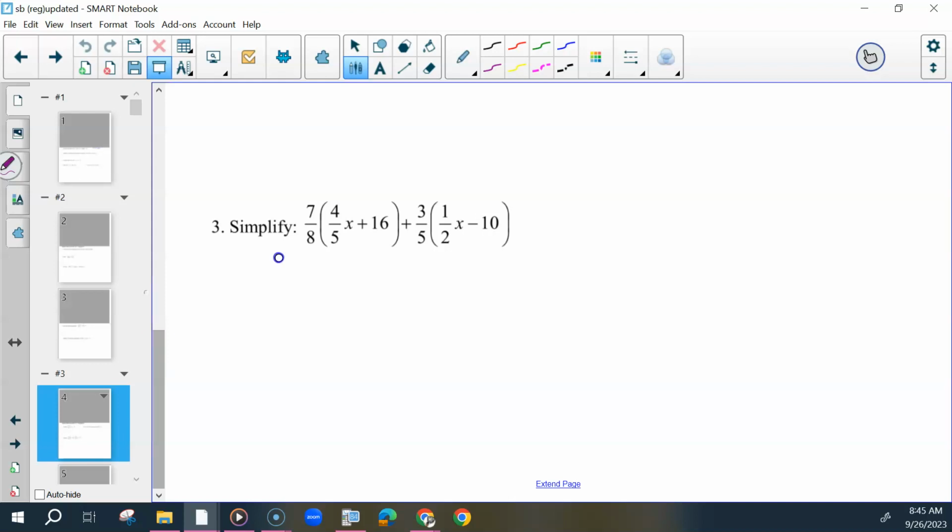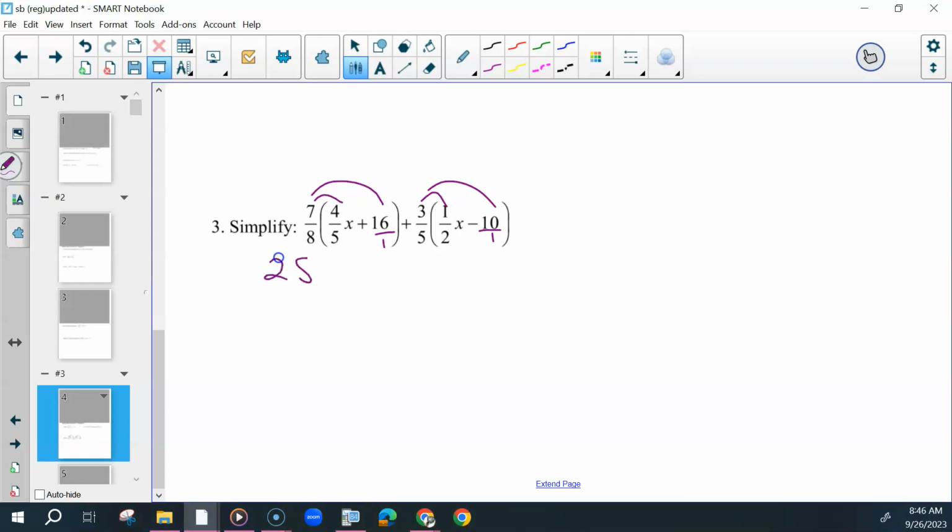All right, number 3. You should have multiplied this fraction to everything on the inside, as well as this fraction to everything inside. Remember that with fractions, you multiply across. So 7 times 4, 7 times 16, 8 times 5, 8 times 1, and so on and so forth. So I'm going to write this out. You may have started to simplify this in your calculator, and that's fine. I'm going to write it out exactly as I see it.